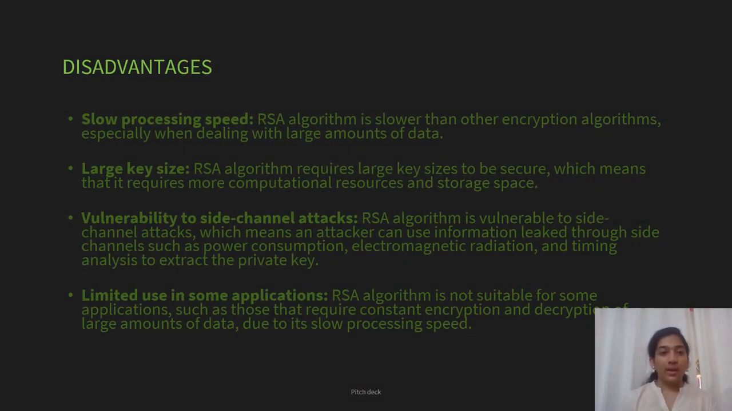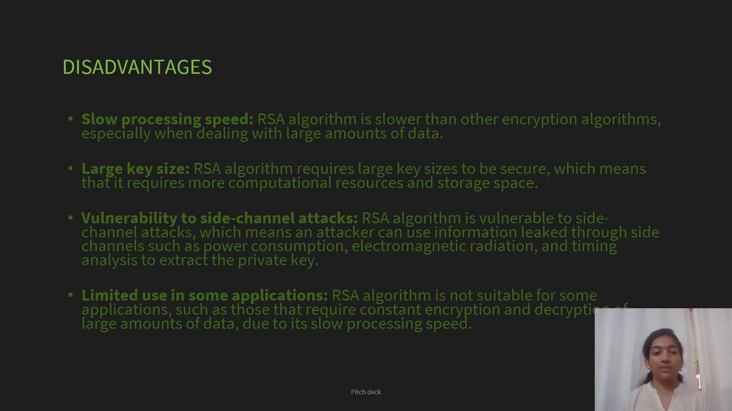There are many other advantages, but for now let's talk about disadvantages. The first one is slow processing speed. RSA algorithm is slower than other encryption algorithms, especially when dealing with large amounts of data. Large key size. It requires large key sizes to be secure, which means that it requires more computational resources and storage space.